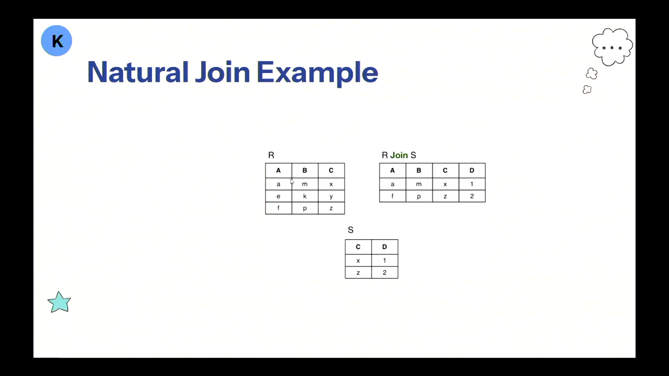So this is an example of natural join. For R, we have attributes A, B, and C. For S, we have the attributes of C and D. So when we do natural join, we are joining these two tables according to the value of C. So only if the value of C matches, we join the tuples together. So that's why in the end, we will have a table of two tuples because of the unique values of C here provided by S.